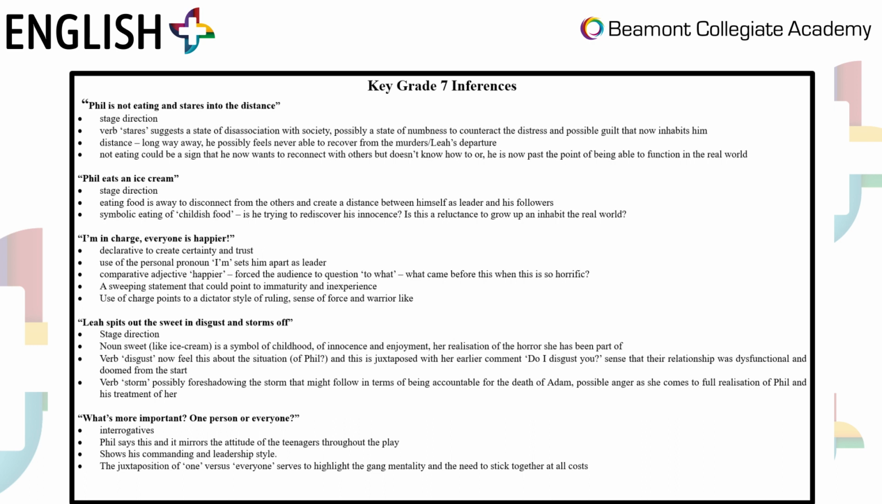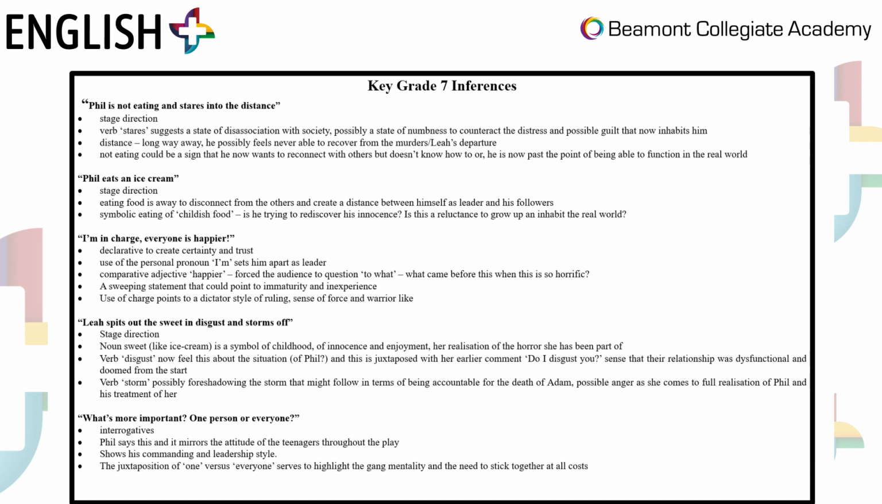Now, with all literature, there are those taught inferences that teachers give you. My 5 on DNA are there. Most of them are to do with Phil and Leah. But, of course, anything that Phil does can be linked to Adam, Brian, Kathy too. So you've got Philly's not eating and stares into the distance. Now, this is a good one for his powerlessness. Not going to read them all. You've got access to this. You can go back and look at them.